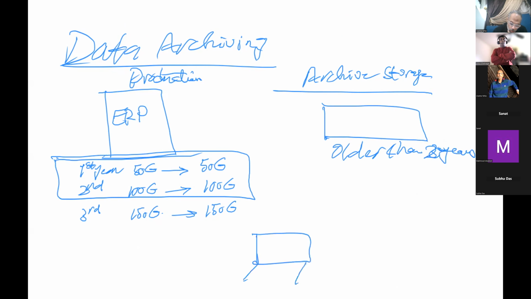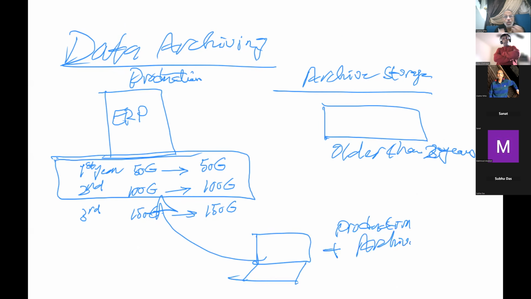As a user, you are logging in to the ERP server. You are able to see everything, all types of data. Whether it is a server or email or data, whatever, you will see everything, even the production data and the archived data. But what is the difference? The difference is that when you try to access production data, it will be very, very fast. But when you try to access archive data, it will be slow.